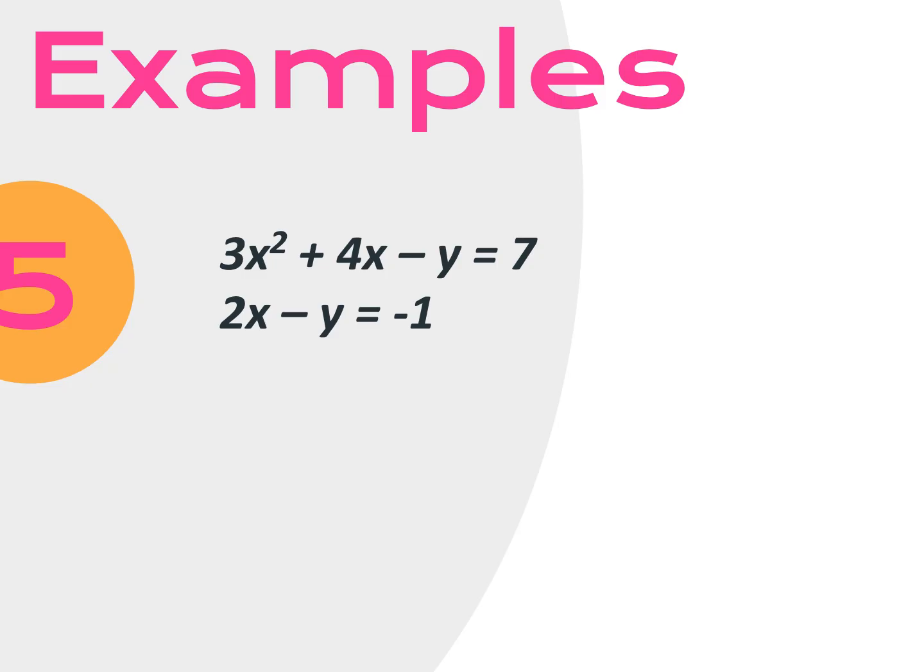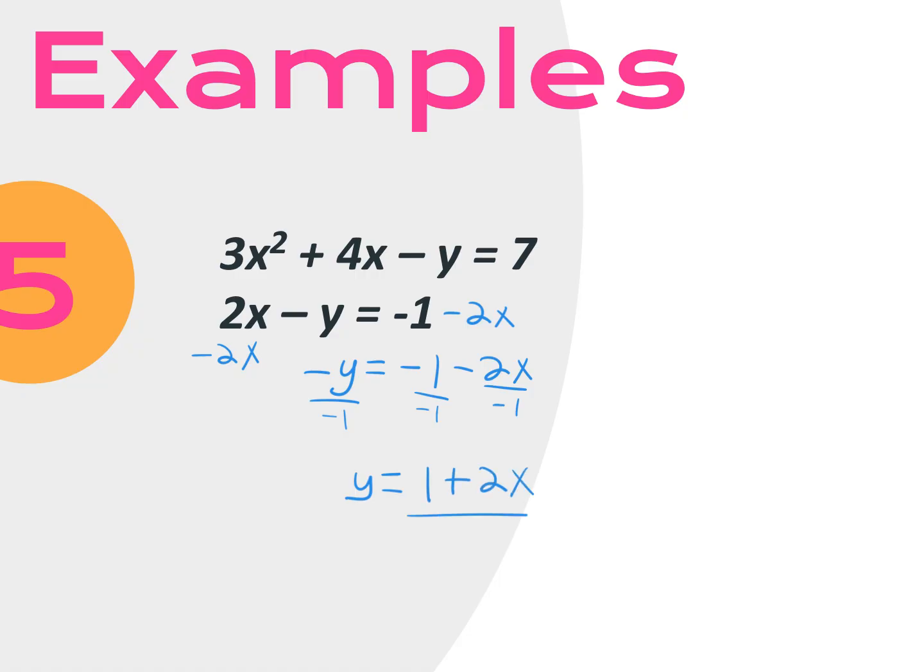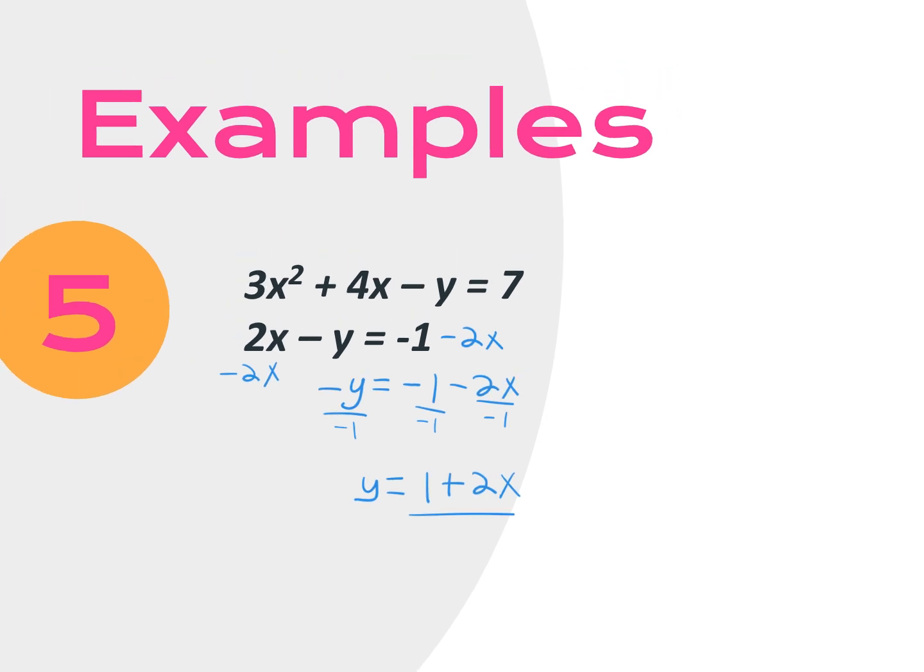How can I get the y by itself? Sure, we can subtract 2x on both sides. And then we get negative y equals negative 1 minus 2x. Now this is negative y. How do we just get y? Sure, let's divide by negative 1. So then we get y equals 1 plus 2x. That's our substituted equation from the second one. Where should I put that now?